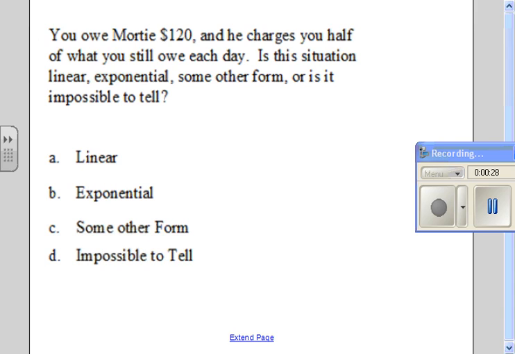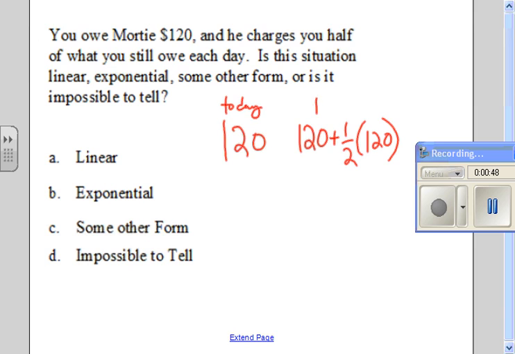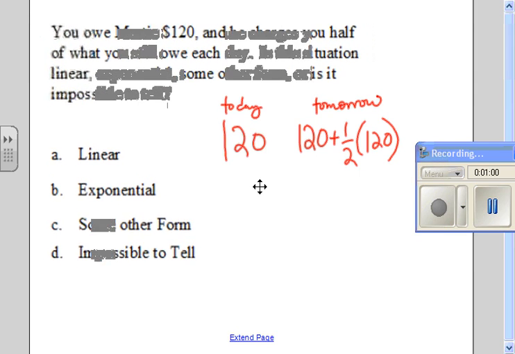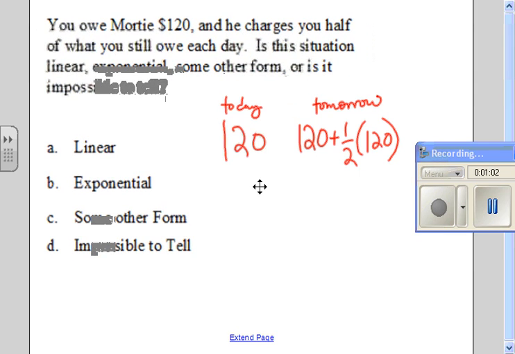There are some wording issues here, but let me try to pin this down. If you owe him $120 today, what it's saying is the next day it's 120 plus half of the 120. So it's assuming that you haven't paid on any day, okay?